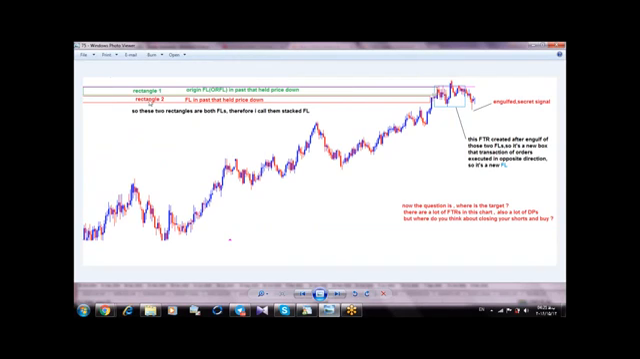Look here. This rectangle was a flag limit in the past that held price down. Another rectangle above was an origin flag limit that in the past held price down.